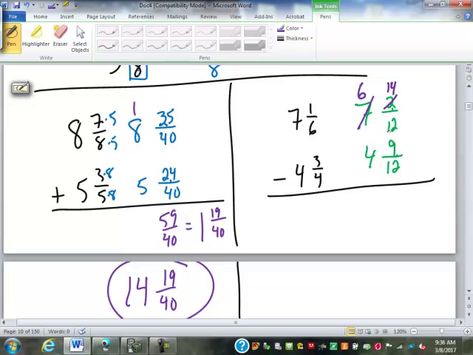14. Good. Because when we borrow one whole thing, and the denominator tells us how many pieces are in that one whole. So we have to add the denominator to our numerator. 2 plus 12 is 14. So that is 14/12. 14/12 minus 9/12 is 5/12. 6 minus 4 is 2. So 2 and 5/12.